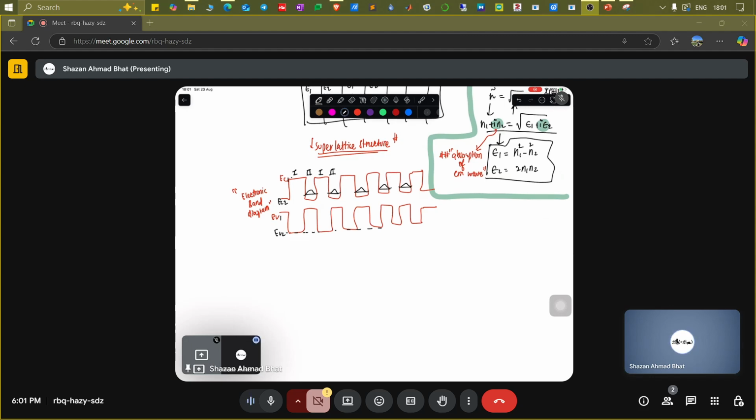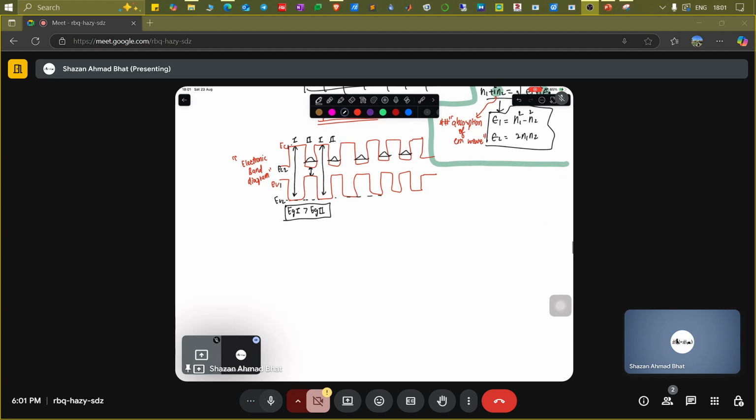Now you see that the band gaps are also different. Obviously this band gap is larger, this one is smaller, this one is larger. So let's say Eg1 is greater than Eg2, and it goes on like that. And also, you know that the refractive index is dependent upon the band gap. Obviously, it is a band gap dependent thing.